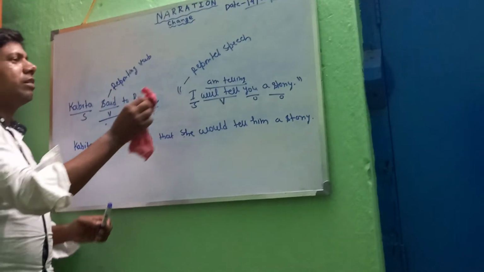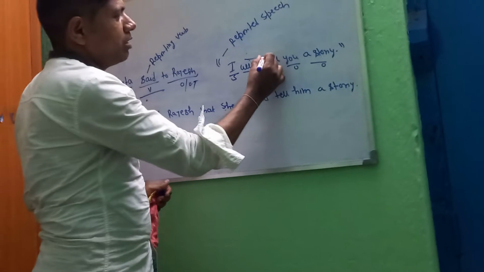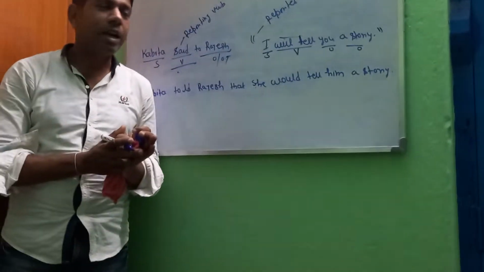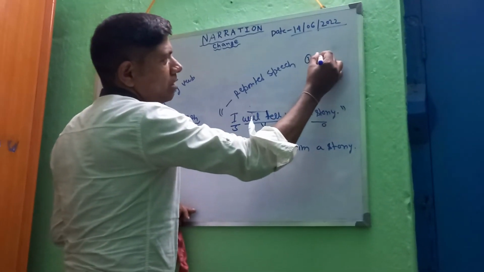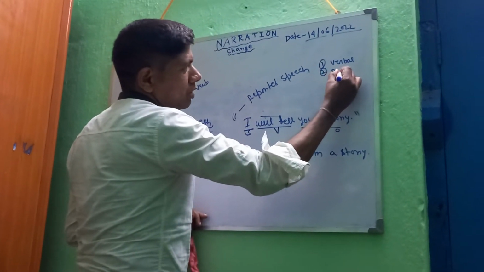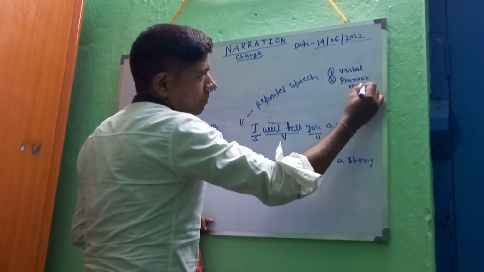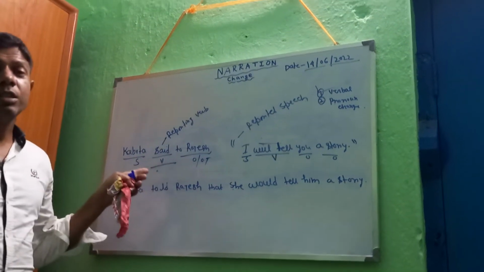So I think this portion is clear, and that is the verbal change required for converting direct speech to indirect speech. One thing is there: one is called verbal change, and the second is called pronoun change. So verbal change is clear. The second is called pronoun change.